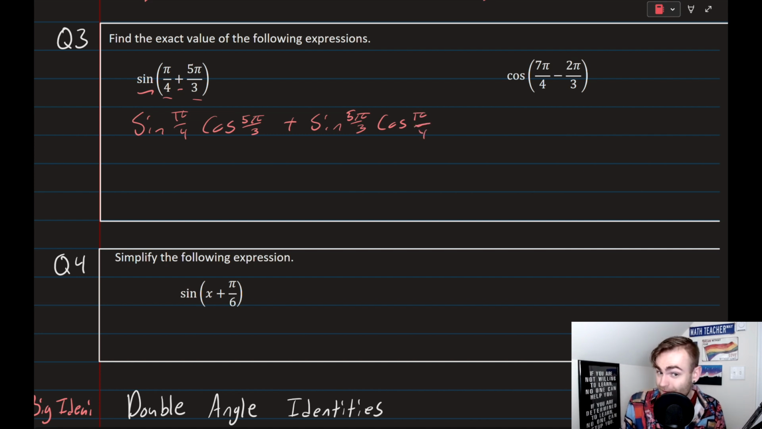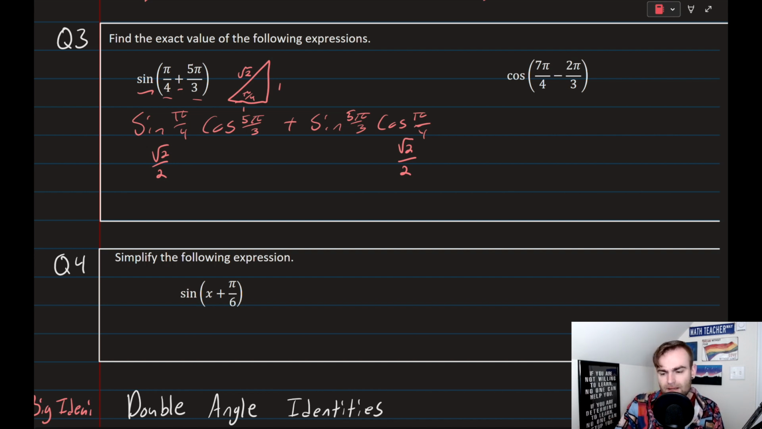Now, do you have your trig function evaluations memorized? I don't. I do have my right triangles memorized. So pi over 4, that one's really, really easy. Right? 1, 1, root 2. So this is the square root of 2 over 2. This is the square root of 2 over 2. I got that memorized. 5 pi over 3.